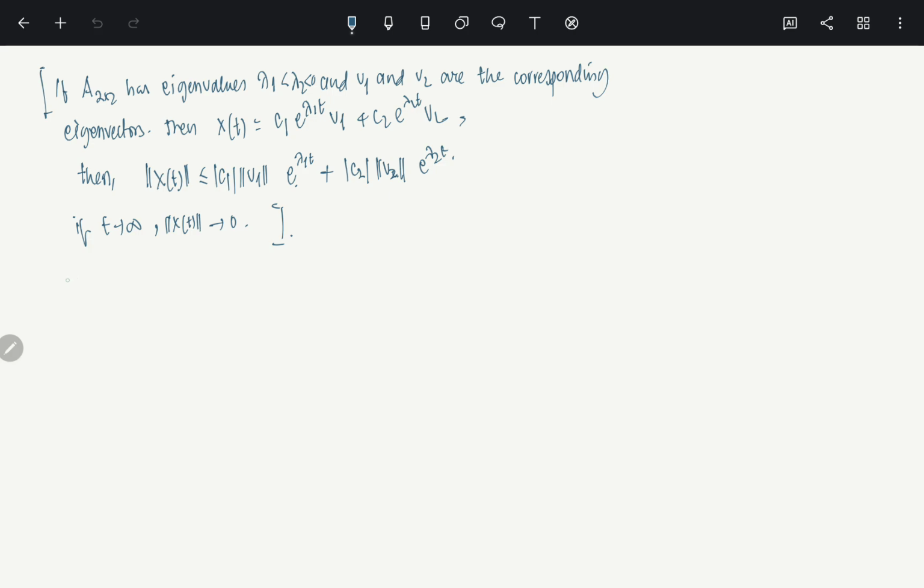Now what we can say is, thus, there exists c and eta such that the norm of e to the power At is dominated by some constant c times e to the power minus, let's just call it delta, times t. Maybe eta times t is fine.